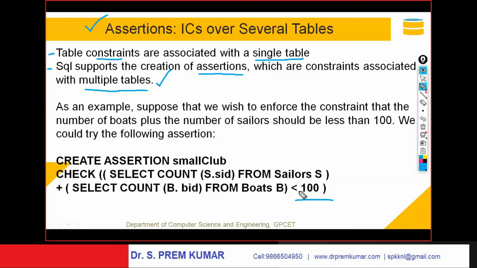If I am trying to insert more sailors, it should not accept because boats are less. If I want to insert more boats, it should not accept. If number of sailors plus number of boats crosses 100, it should not accept. It should be less than 100 only. That is called an assertion. I am creating a condition on multiple tables, then it is called an assertion.